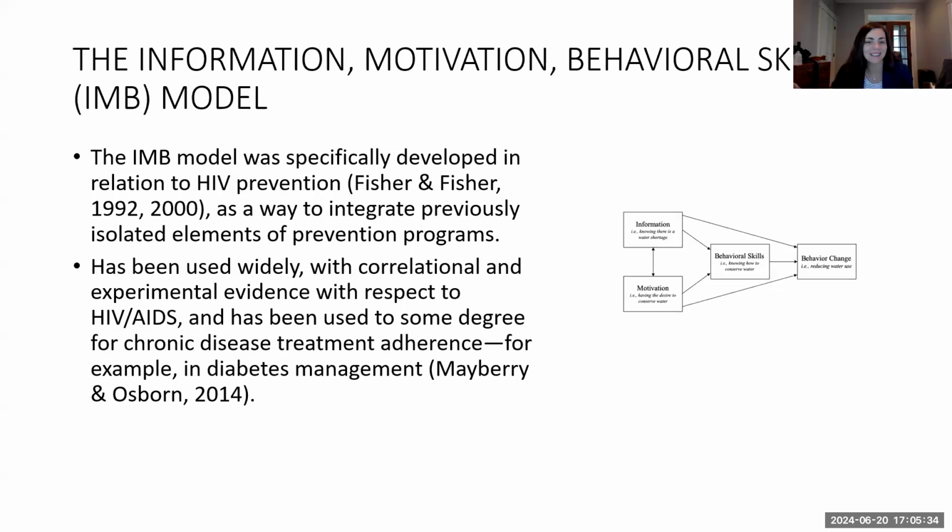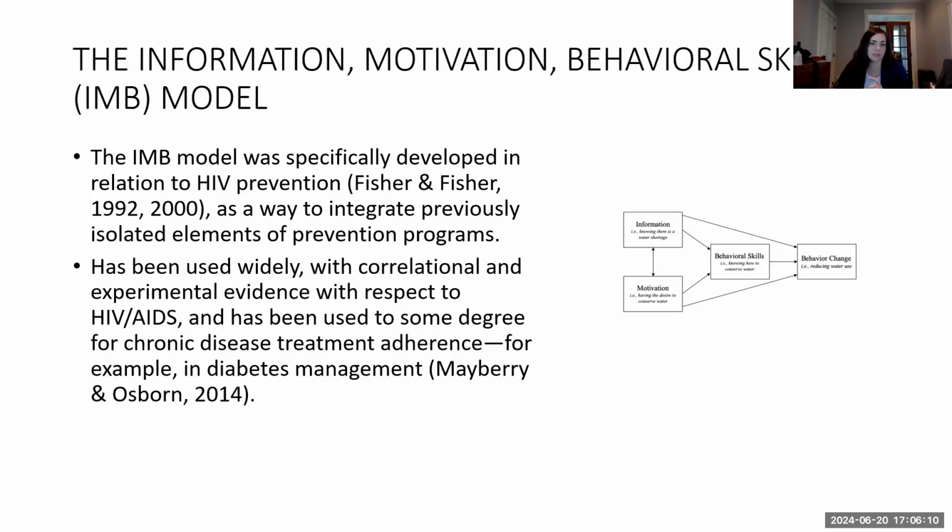And that leads me to the next model, the information, motivation, behavioral skills model, which you'll notice us starting to allude to. We also call this the IMB, and it was specifically developed early on in the 90s in relation to HIV prevention. And it was really developed as a way to isolate elements of prevention programs and get people to think about the information being provided, the motivation, the factors that really get people to change, the skills we need them to model, and their understanding of those skills and the actual behavior.